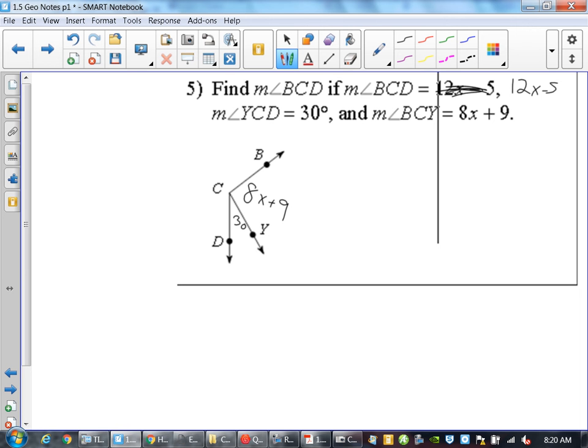So if I write it out algebraically, like we have before, 30 plus 8x plus 9. And notice how the algebra becomes exactly the same as seconds. Combine like terms. So we have 8x plus 39 equals 12x minus 5. Let everybody get caught up, please.